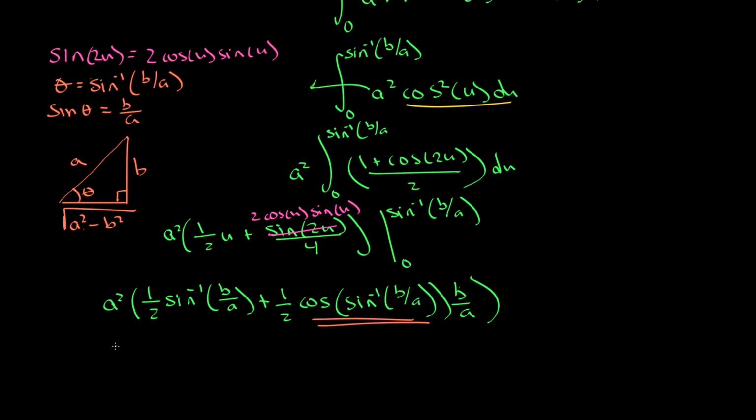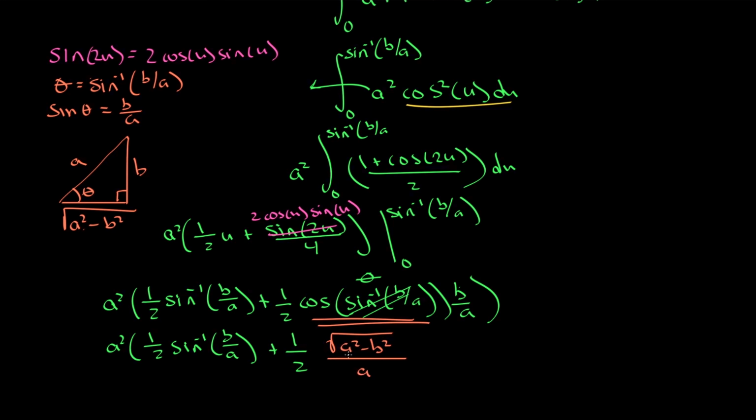Let's do that. So we have a squared times this whole quantity, 1/2 times the inverse sine of b over a, and then plus 1/2. And then cosine, we said that this right here is theta. So cosine of theta is what? Adjacent over hypotenuse. So this is the square root of a squared minus b squared, and then we have over a. And then we're still multiplying by b over a. We still have that b over a. And one more parentheses.